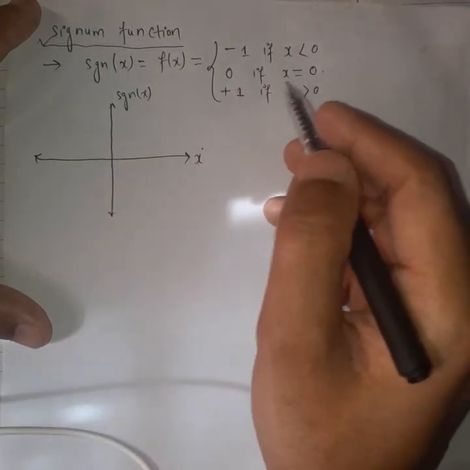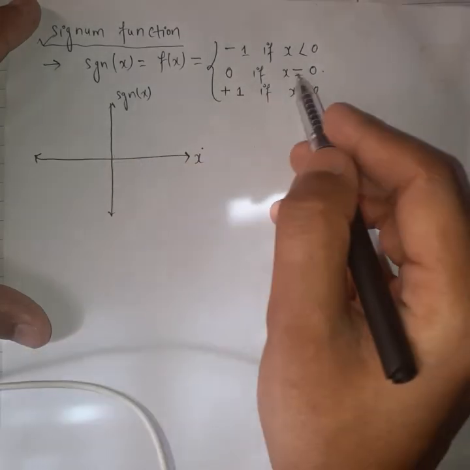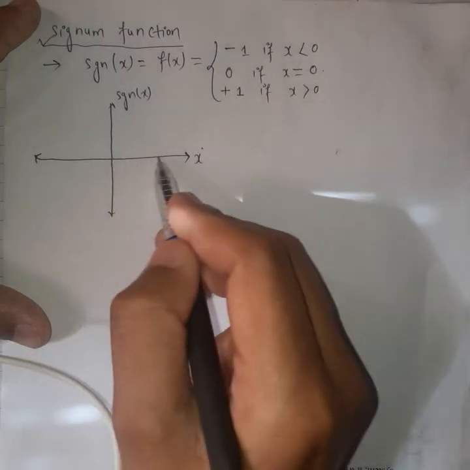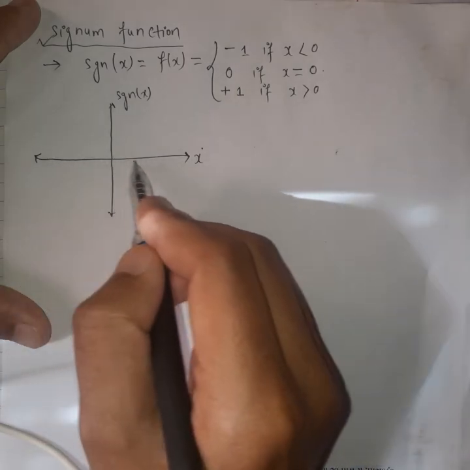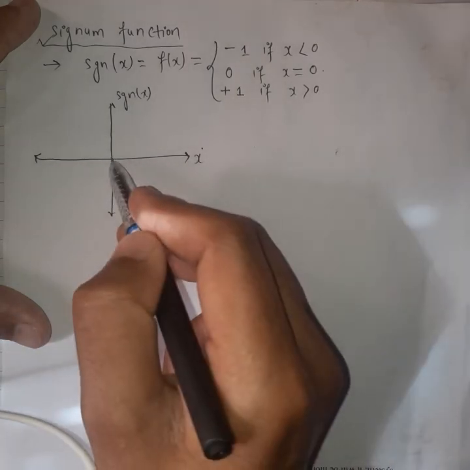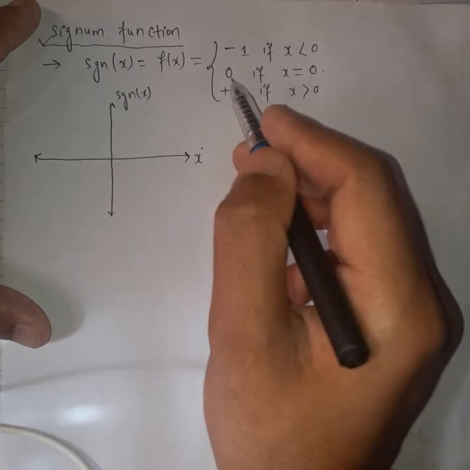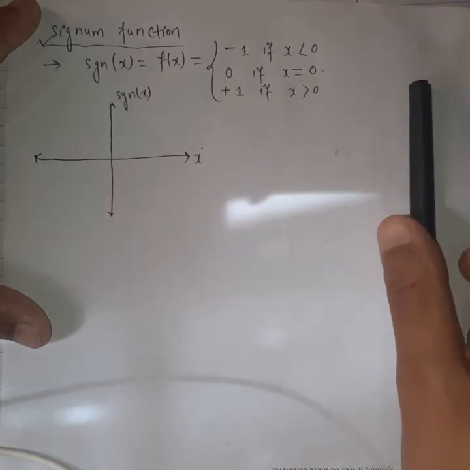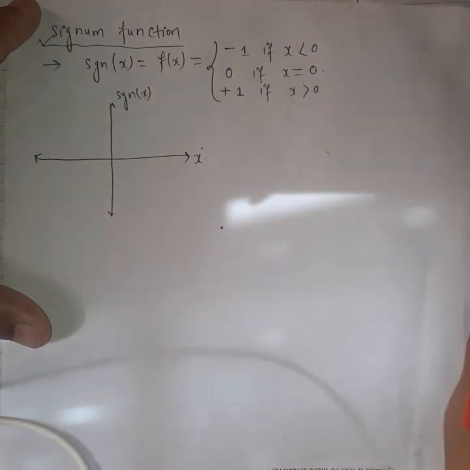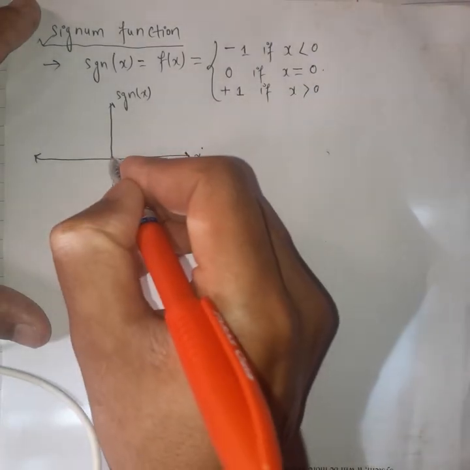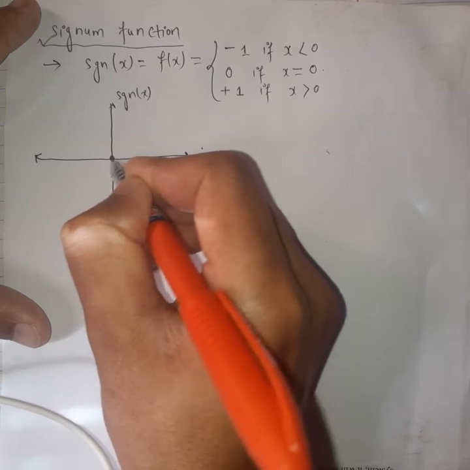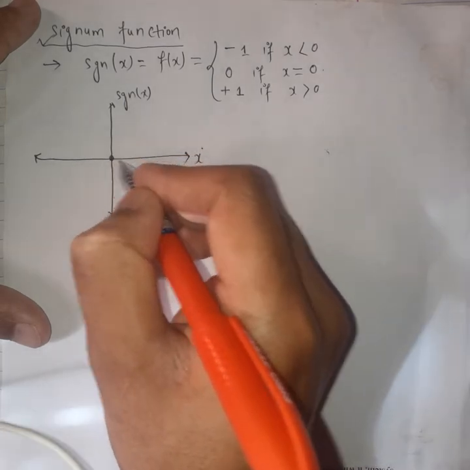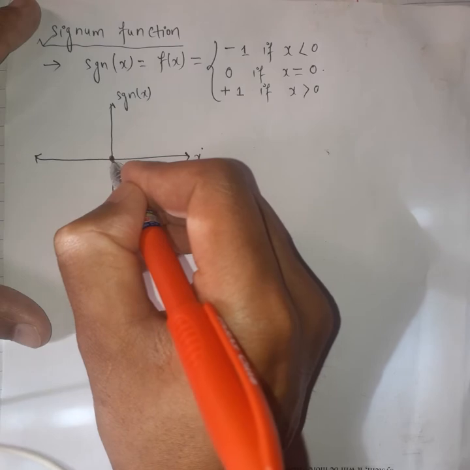Let's plot for the origin. Here is the origin. On the horizontal axis, these are the possible values of x. When the value of x is 0 at this point, then the output will be 0. So when x is 0, the output will also be 0. This is the value of signum of x when x is 0.